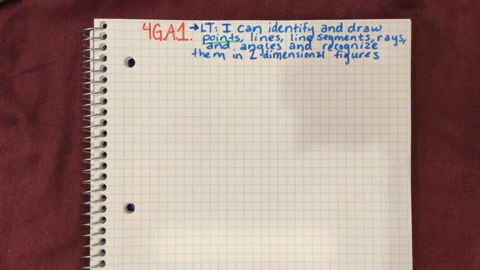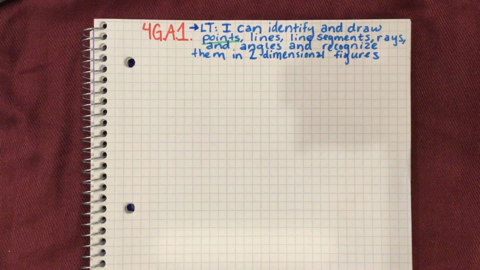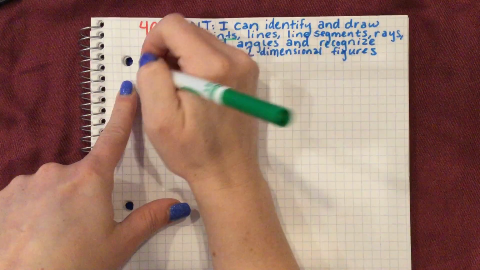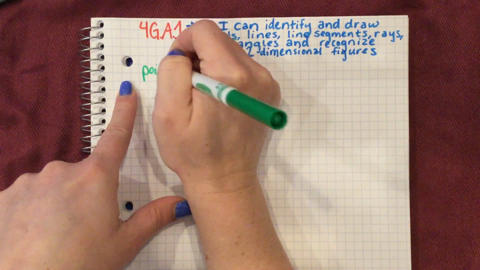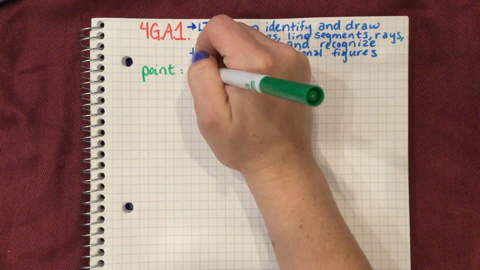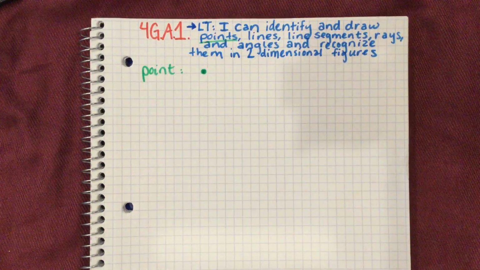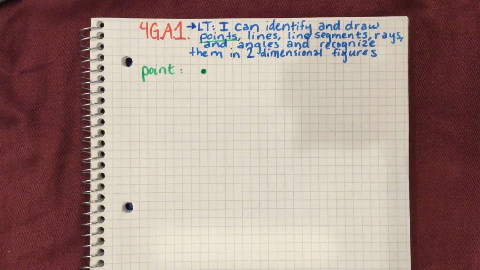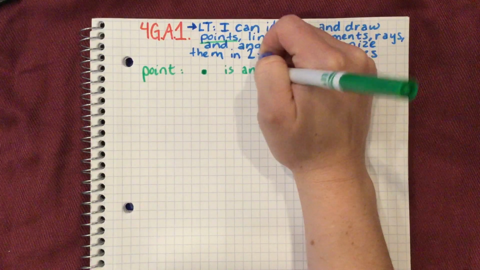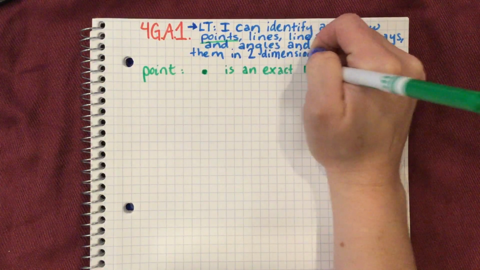Now a point, you're probably going to be familiar with what it looks like, but it's completely different than what you probably think it is. So I'm going to write here point, and I'm going to draw a picture of a point. Are you ready for this? There it is. Now you're probably thinking, Dr. Lewis, that looks like a decimal, or that looks like a dot, and you're right. But the thing about a point is an exact location.